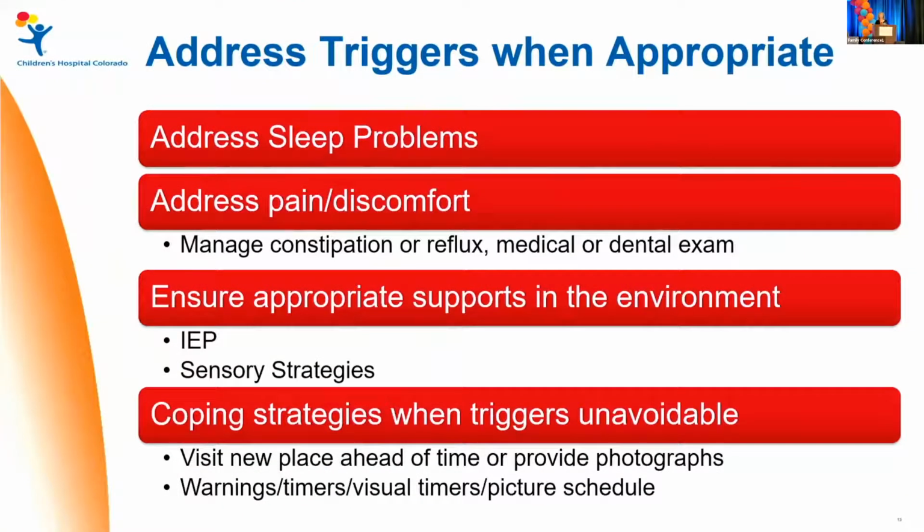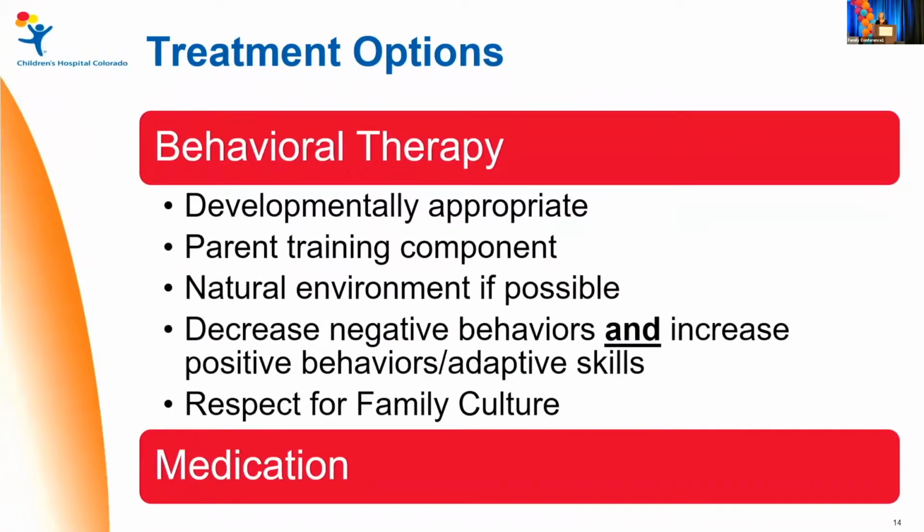So, you always want to try to address these issues. And if you can't address the triggers, then how can we help the child to cope with those different triggers? So, visiting a new place, you might take pictures or go there ahead of time to see it. Warnings, timers, visual timers, picture schedules, those kinds of things can be helpful for preparing a child as well. And then coping strategies like deep breaths or that kind of thing when something is distressing for them.